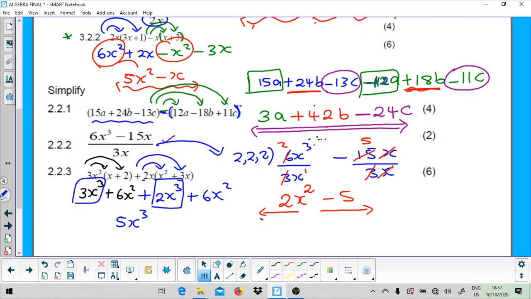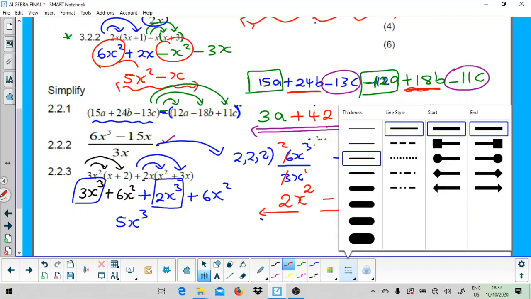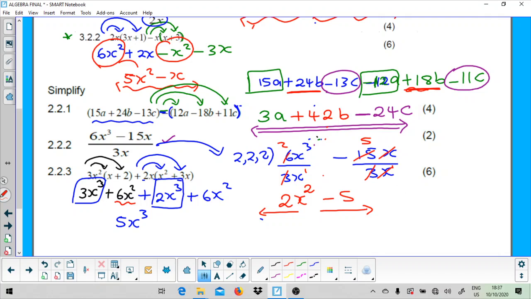So my answer will be 5x cubed. And as you are noticing, this 6x squared together with that 6x squared, we just add them. They are like terms as well. And that will be 12x squared. That will be the solution for this one. Okay, so that is what I wanted you to do on this simplification.